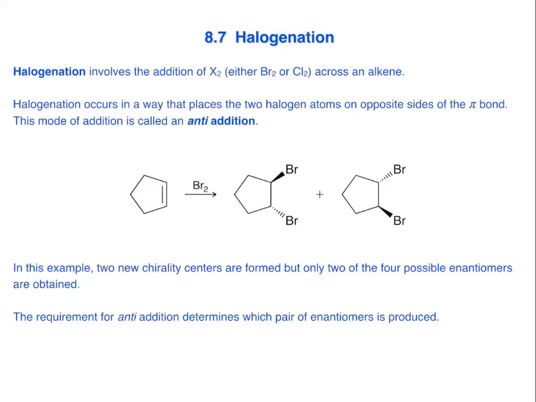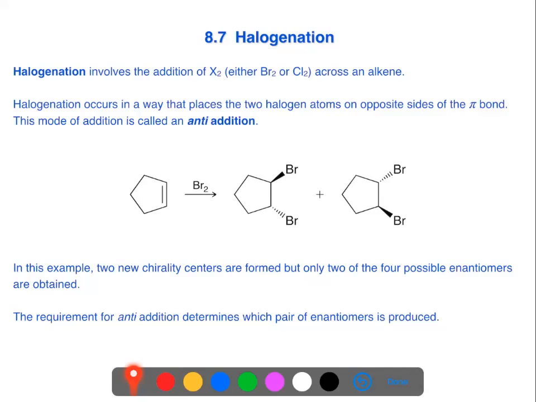Halogenation occurs in a way that places the two halogen atoms on opposite sides of the pi bond. So this mode of addition is not syn addition like we saw with catalytic hydrogenation and in hydroboration oxidation, but is referred to as anti-addition. In this example, we have cyclopentene reacting with bromine, Br2, and we observe the formation of two products. These two products are mirror images of each other. They're two possible enantiomers from this reaction.